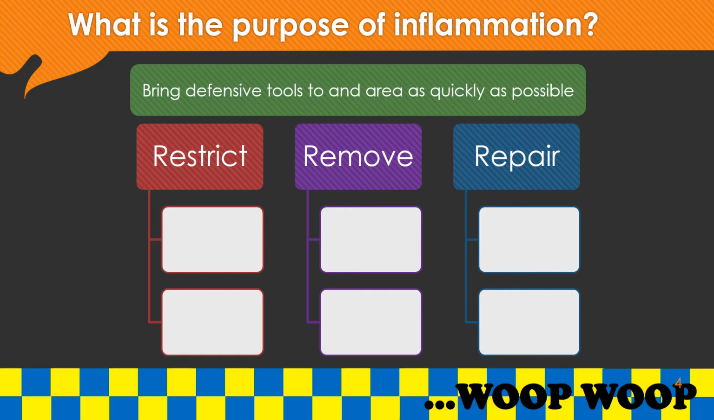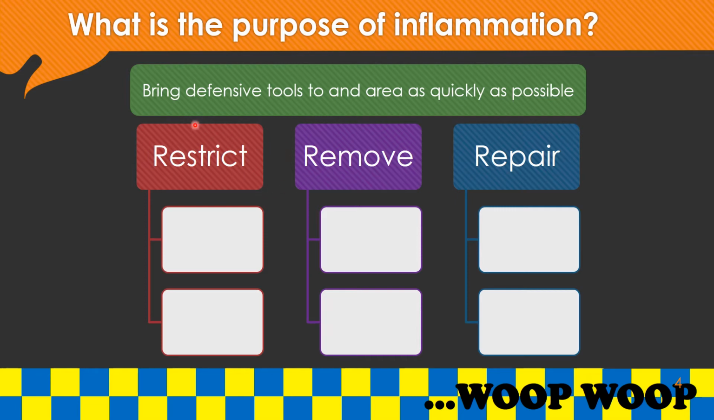So, what is the purpose of inflammation? We often see inflammation as something negative because it is associated with pain and swelling. But in fact, inflammation is a defensive tool to fight against infection. And showing here are the three major roles of inflammation.